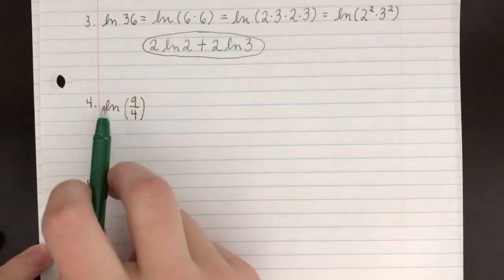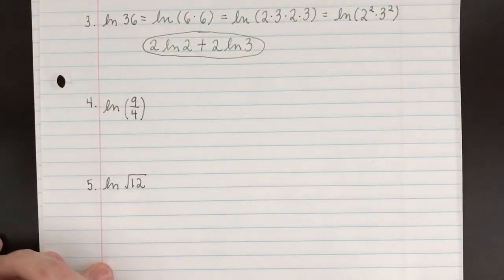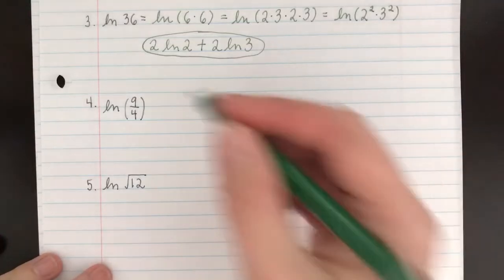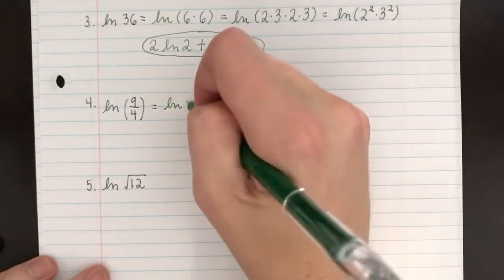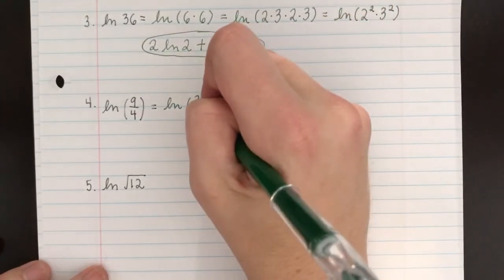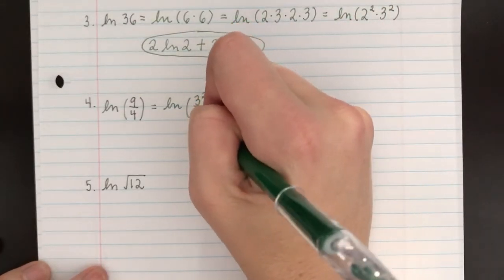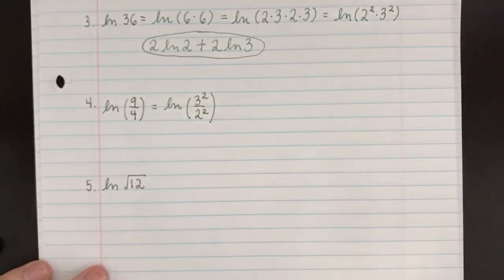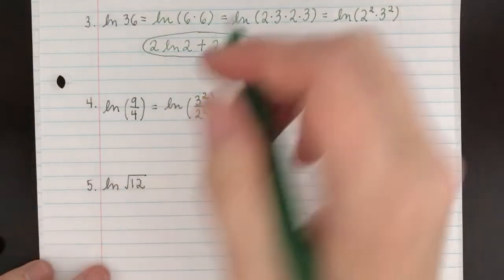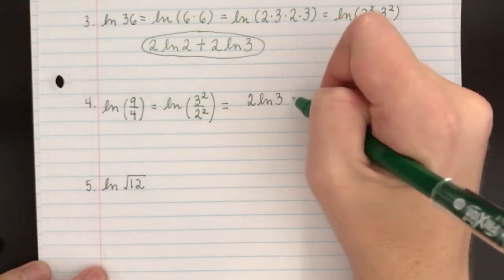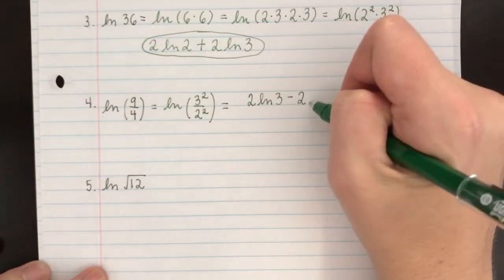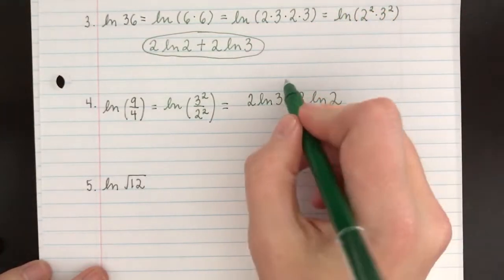All right, let's look at natural log of 9 divided by 4. So again, you want to get in terms of 2 and 3. So you can rethink of natural log of 9/4 as 3 squared over 2 squared. So then you could say 2 ln 3 minus 2 ln 2.